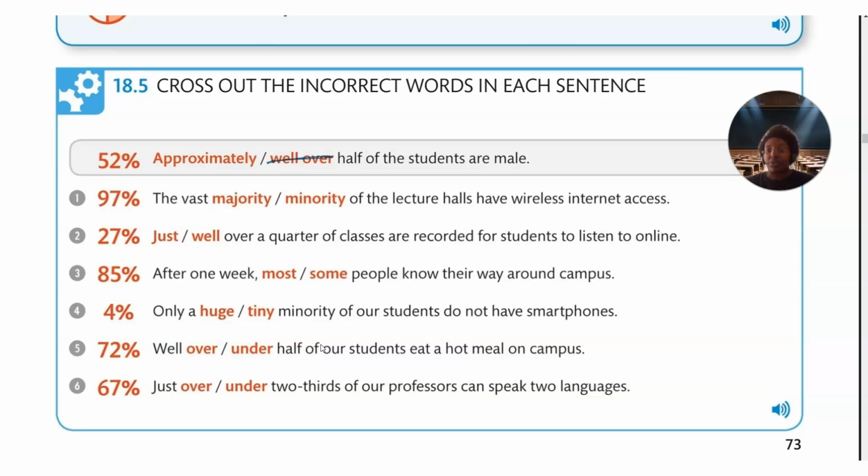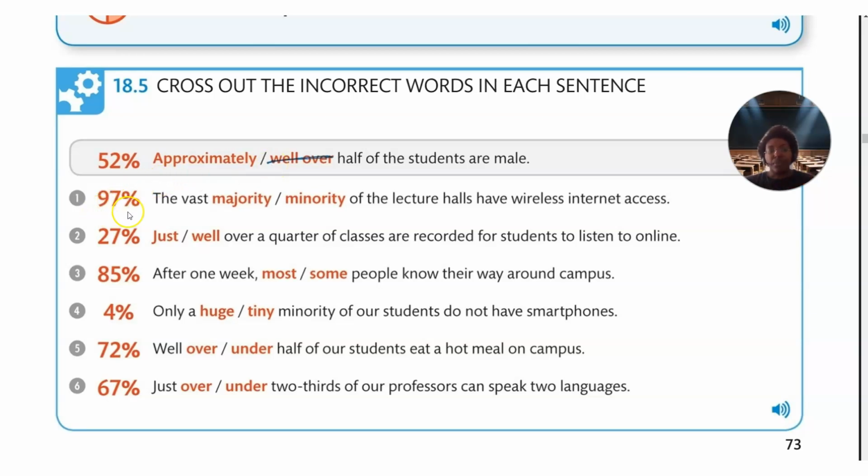So the first one is done for us. We'll look at the example. We have this percentage, 52%. So thinking about that, we can say approximately half of the students are male. So it's not well over because it's 52%. We would say approximately, right? Just over the 50% mark.